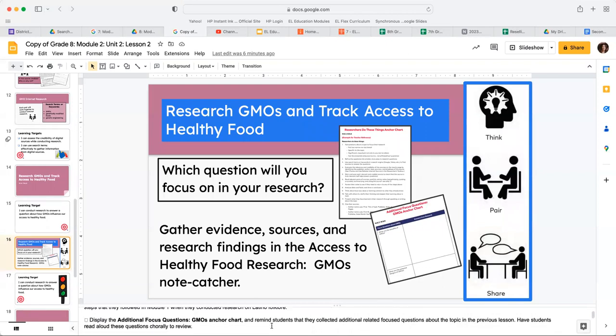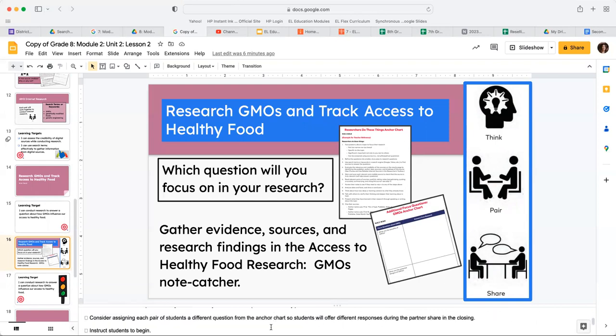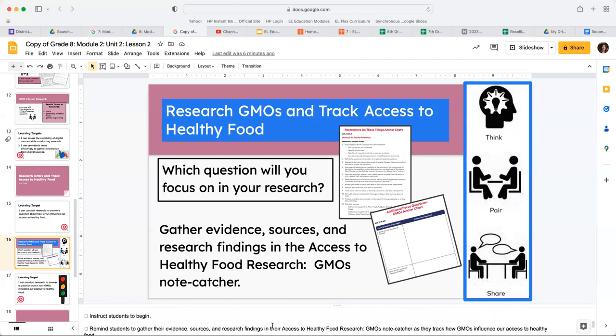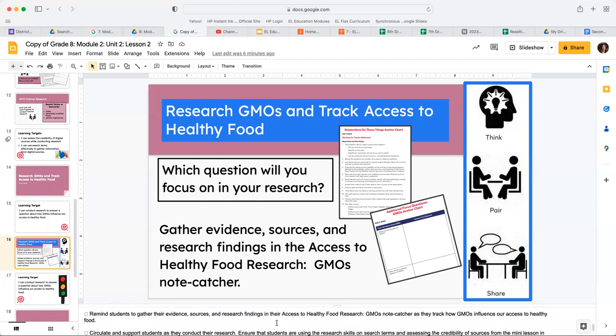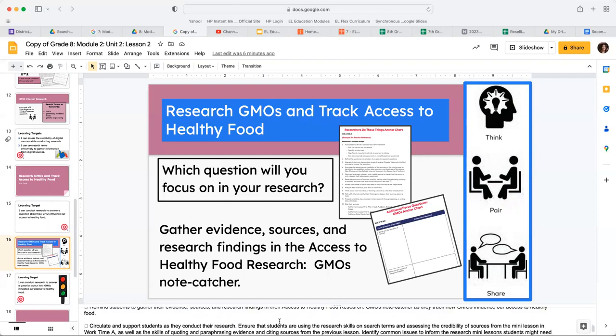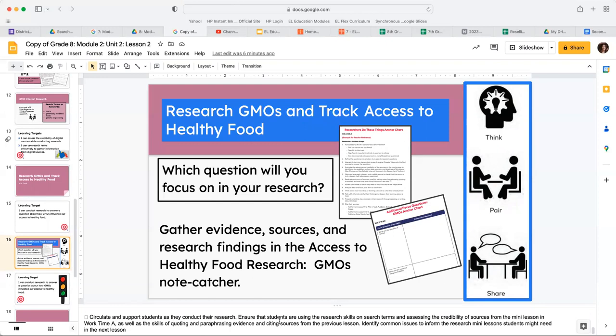As you are collecting more information, this is where you should put it, right? As you're finding evidence and sources and more research, this is where you should gather it, okay? So I want you to spend a little bit more time today researching GMOs. And how do GMOs influence our access to healthy foods?